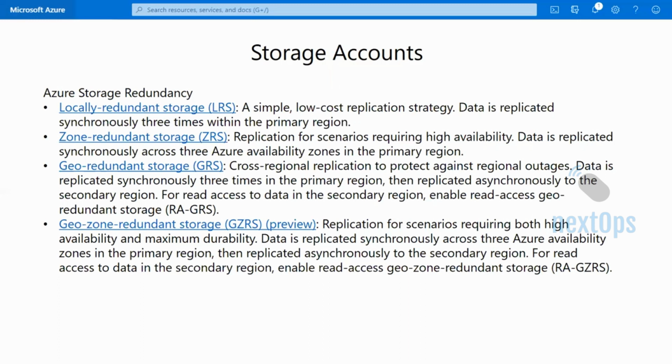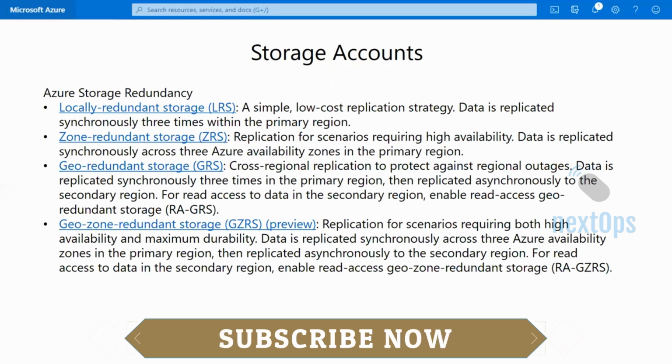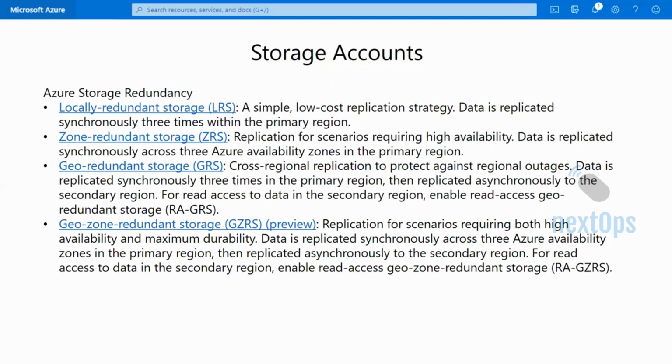Geo-redundant storage, it is cross-regional replication to protect against regional outages. Data is replicated synchronously 3 times in the primary region and then replicated asynchronously. Once the replication within the primary region is completed, then with a time gap between 5 to 10 minutes or 15 minutes, the secondary region will be replicated. So whenever something goes wrong with the primary region, you will be losing at least 10 to 15 minutes of data because it is asynchronous replication.